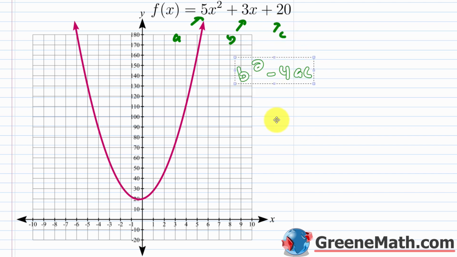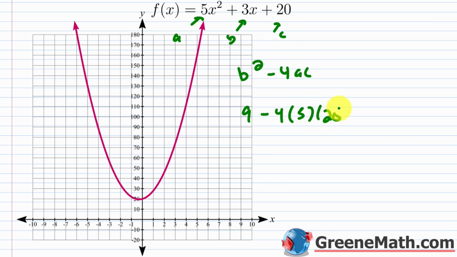Let me actually move this down a little bit. So b squared, 3 squared would be 9, minus 4 times a is 5, times c is 20. So you would do 9 minus 4 times 5 is 20, 20 times 20 is 400. And 9 minus 400 is negative 391. So this is negative. Again, we can see that clearly. We're not going to have any x-intercepts as proven by this. We would have 2 non-real complex solutions. So there's no real number that we can plug in for x here to where we would get a y value of 0. So that's what's creating that.